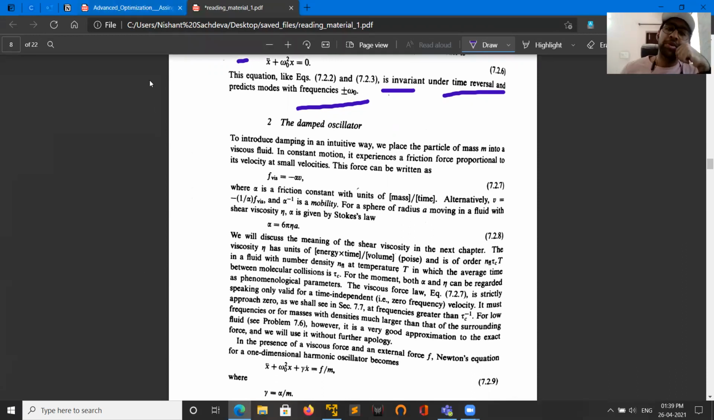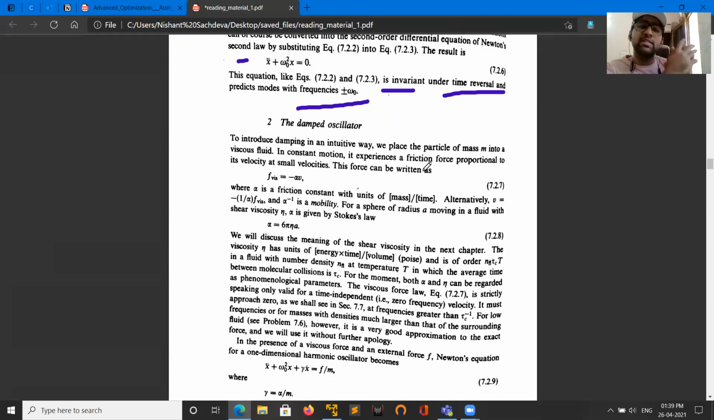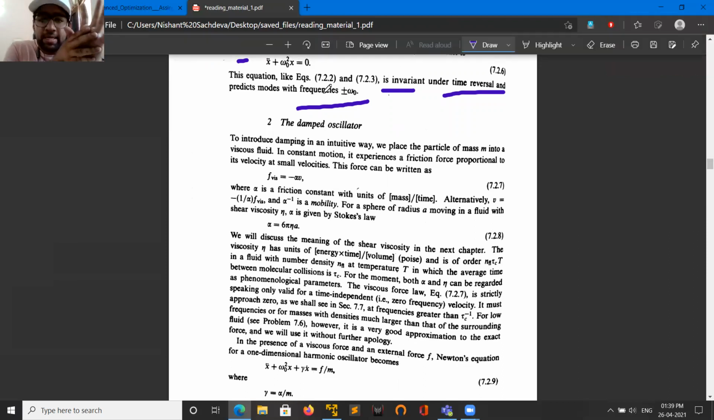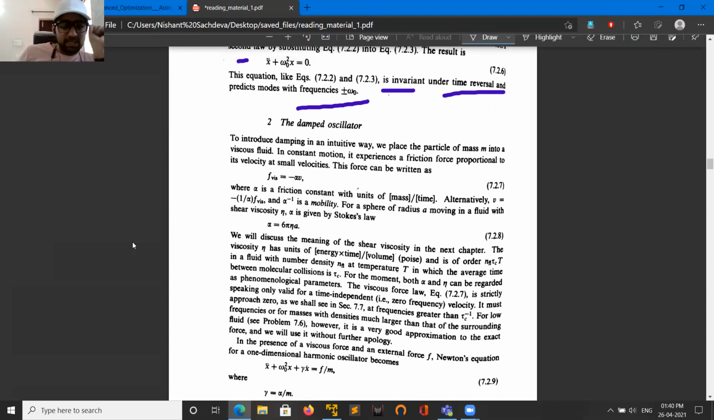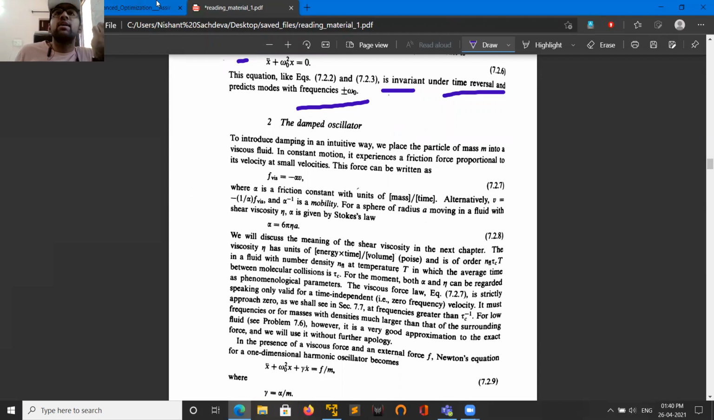The damped oscillator. Damping is not usually intuitive, because heat dissipates, and sometimes with increase in speed or with increase in forces that can increase or decrease. That's not usually easy to calibrate or measure. So now we will take some assumptions to simplify our work. To introduce damping in an intuitive way, we place the particle of mass m into a viscous fluid. That's basically the best way to introduce damping. Viscosity slows things down gradually, not like stop, gradually.